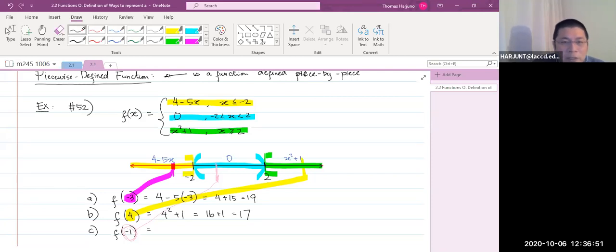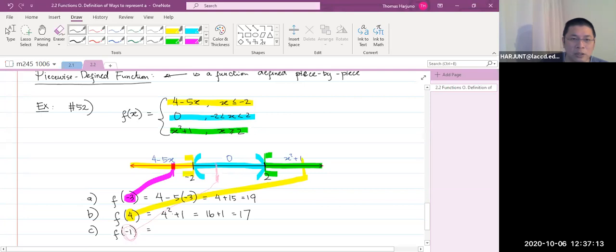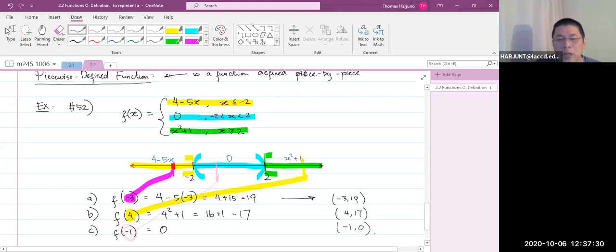It's like imagine that this number line has actually different countries in the world. Different countries have their own rule. So if your value is -3 in the yellow country, you use 4 minus 5x. If you are -1, then you are in the blue country, you will use 0. It's just a constant function. Now from there, we get the coordinates (-3, 19), (4, 17), (-1, 0). That will help us to do the graphing in 2.3 or later.